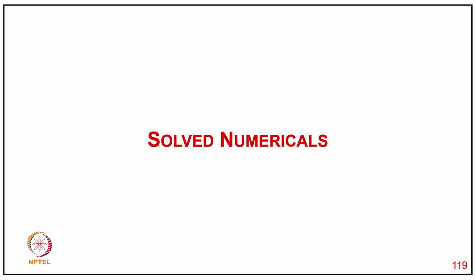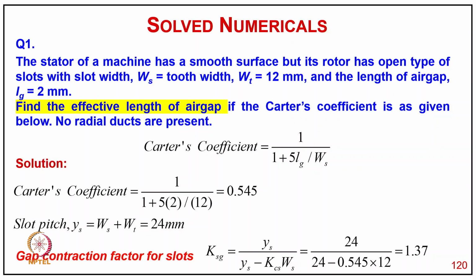Now coming to some solved problems. In the first solved problem, the stator of the machine has a smooth surface, but the rotor has open-type slots with slot width Ws and slot width Wt of 12 mm, and the length of the air gap is Lg equal to 2 mm. Find the effective length of the air gap, if the Carter coefficient is given below and no radial ducts are there. Carter coefficient is equal to 1 upon 1 plus 5 Lg upon Ws. Putting in the values, it comes to 0.54.